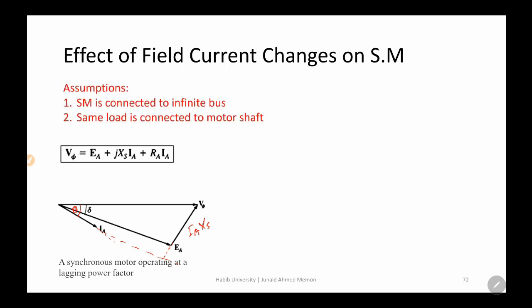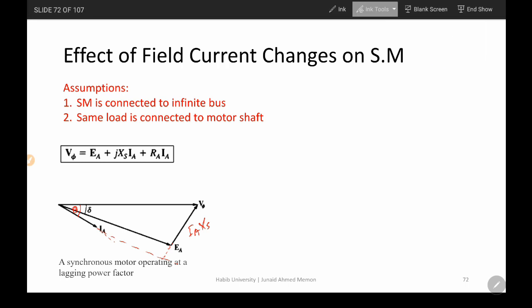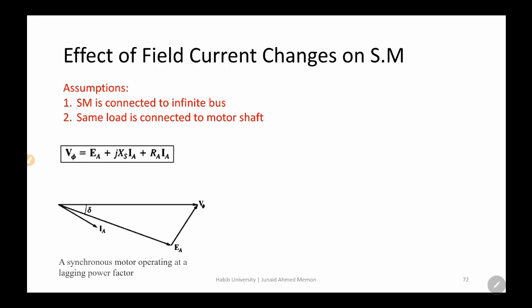So assumption number 1 is that the synchronous motor is connected to the infinite bus. So let me clear the ink here. When we said the synchronous motor is connected to the infinite bus, that we just discussed, this implies that the frequency and the phase, the voltage that is being supplied, cannot vary. Just remember that the V phase is basically the supplied voltage in case of a synchronous motor.